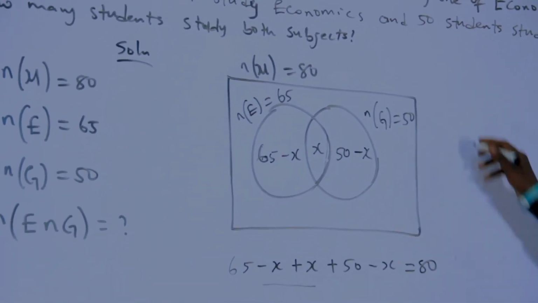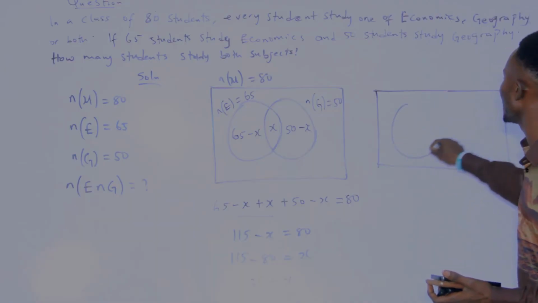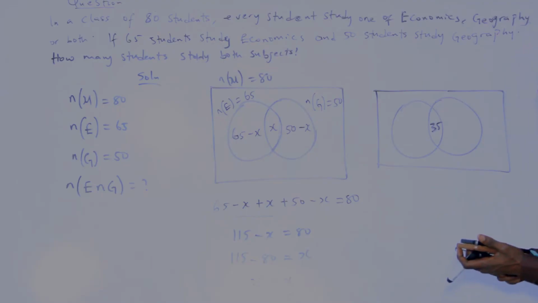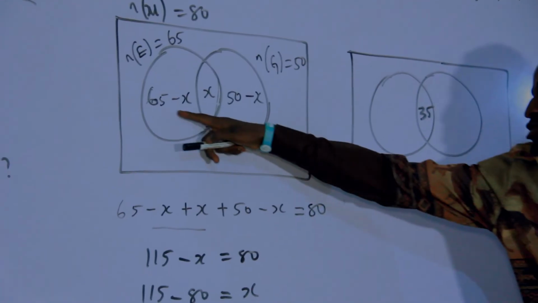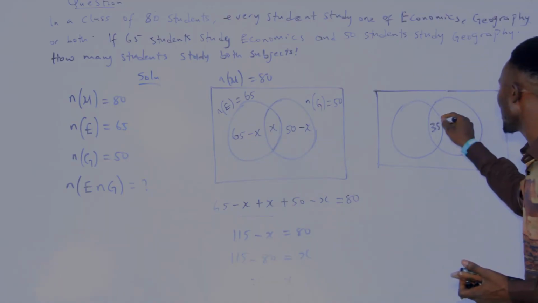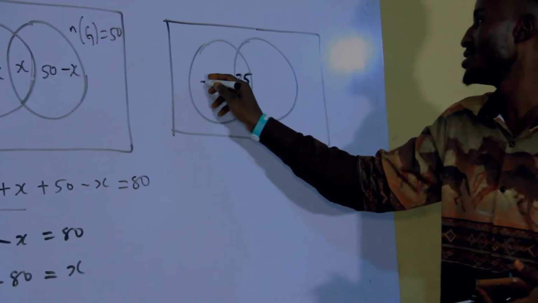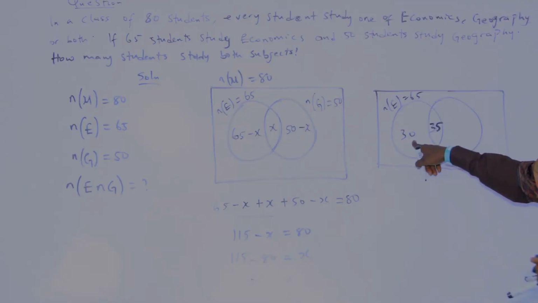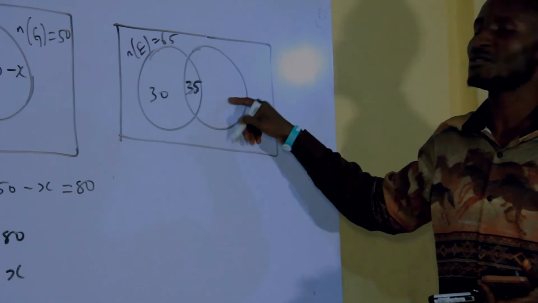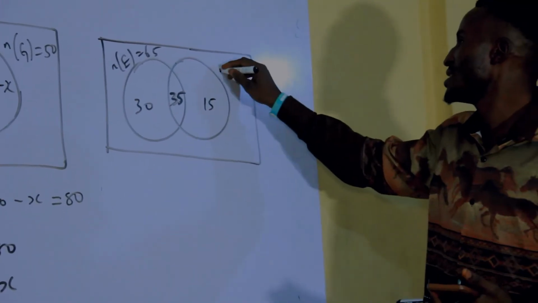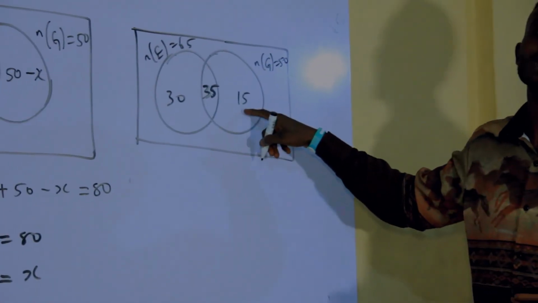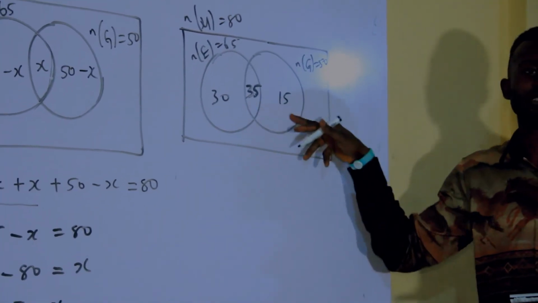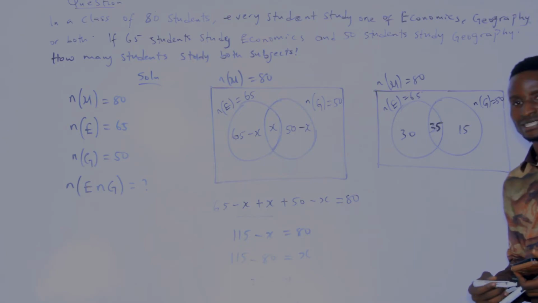And if you are asked to find the number of students that study economics only, then since you've gotten x to be 35, this place will now be 65 minus x, which is 35. So 65 minus 35 will be 30. That shows that the number of students that study economics only will be 30. And this will be 50 minus 35, which is 15. That shows that the number of students that study geography only will be 15. Don't forget, the number of universal set is equal to 80. If you sum these three together, it must be equal to 80. And that's the first question.